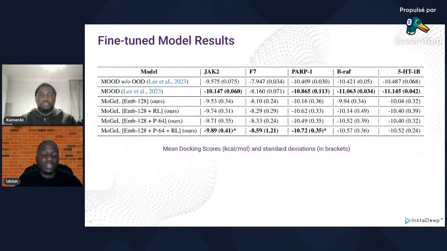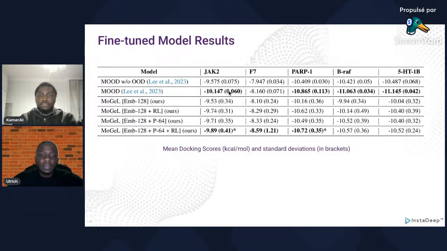This paper is called... the technique in the paper is called MOOD. It's a diffusion-based model that has some sort of constraint that allows it to sample out of distribution, out of the training set distribution. So they have some sort of constraint there that encourages sampling out of distribution. And then here we have the different versions of our models. The RL ones are the ones after RL fine-tuning. And as I said before, the ones with P are the ones that included the perceiver.